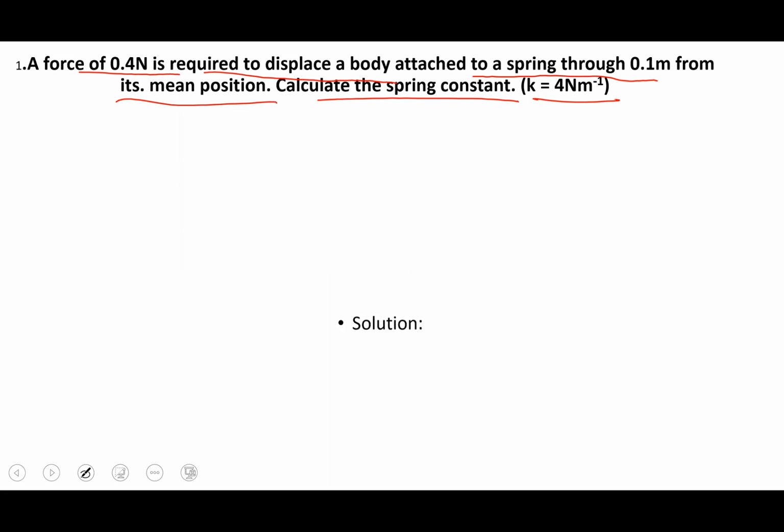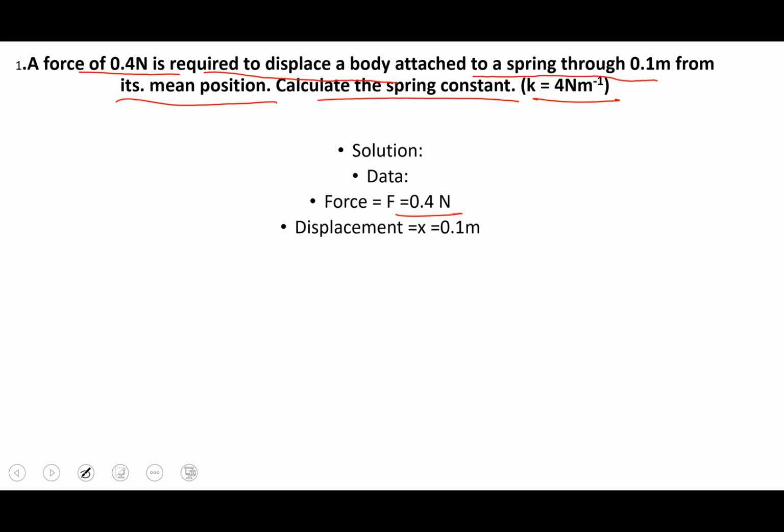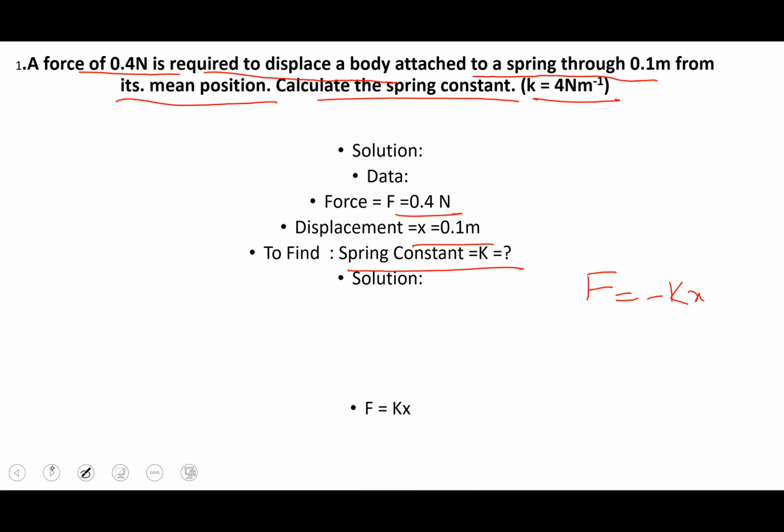Now the data which is given to us is the force, which is 0.4 newtons. The displacement which is given to us is 0.1, and we have to calculate the spring constant. So we have the formula of Hooke's law that F is equal to minus kx. Now as we know the formula F is equal to minus kx, but here we are not going to use the negative sign because k is a constant value, that means spring constant.